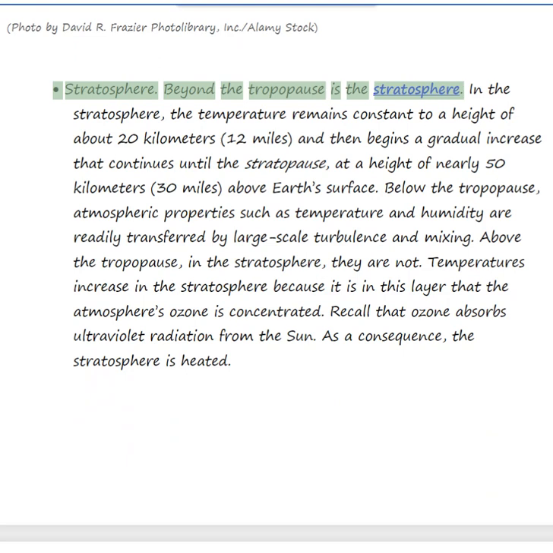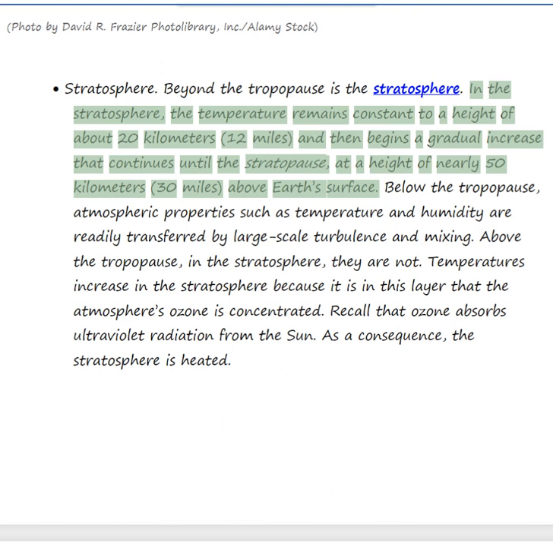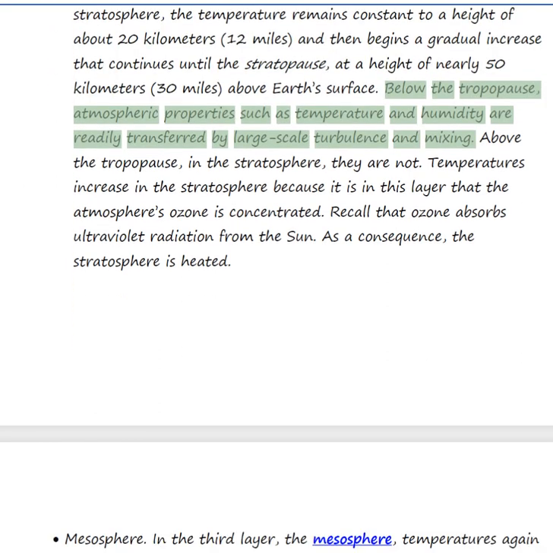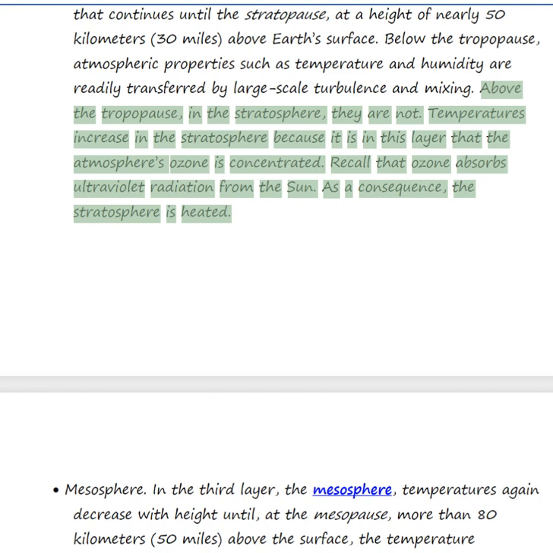Stratosphere. Beyond the tropopause is the stratosphere. In the stratosphere, the temperature remains constant to a height of about 20 kilometers and then begins a gradual increase that continues until the stratopause, at a height of nearly 50 kilometers above Earth's surface. Below the tropopause, atmospheric properties such as temperature and humidity are readily transferred by large-scale turbulence and mixing. Above the tropopause, in the stratosphere, they are not. Temperatures increase in the stratosphere because it is in this layer that the atmosphere's ozone is concentrated. Recall that ozone absorbs ultraviolet radiation from the sun. As a consequence, the stratosphere is heated.